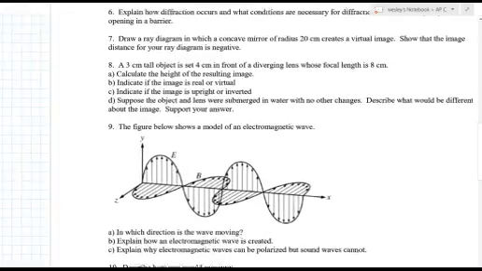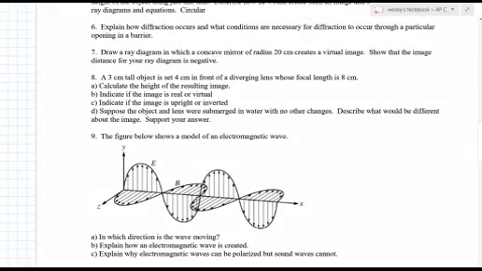All right, number 8, we have a 3 centimeter tall object, 4 centimeters in front of a diverging lens. Calculate the height, indicate if it's real or virtual, indicate if it's upright or inverted. It's a diverging lens, so it's going to be virtual, and it's going to be upright. If we put the thing into water with no other changes, the image would be the same.